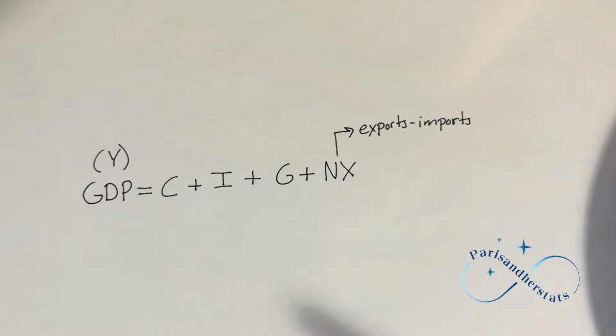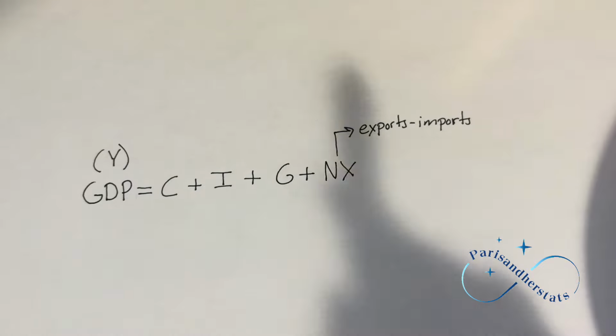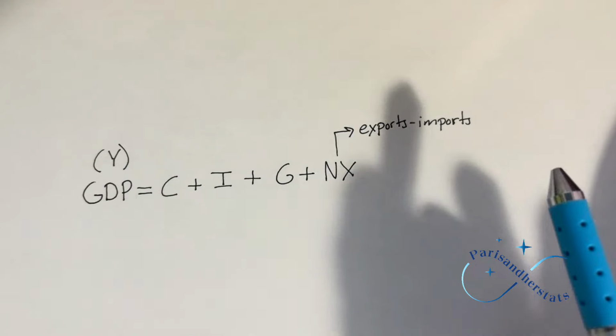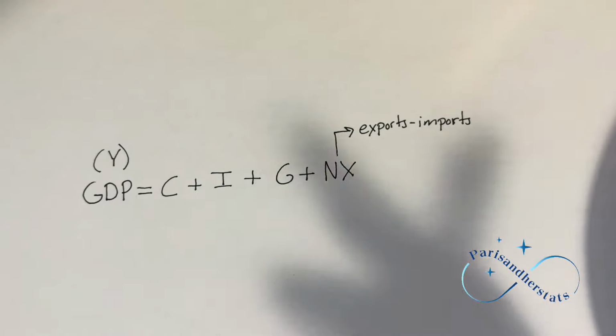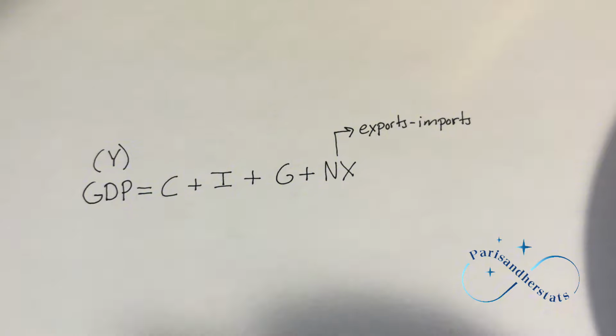Finally, we have net exports. Now, net exports is by definition the difference between the exports and imports within a country. So the exports, the things that are built in one country and sold out to another, are positive. They add to the GDP. The imports, what is bought into the country from another country, subtracts from GDP. So it is a negative value.